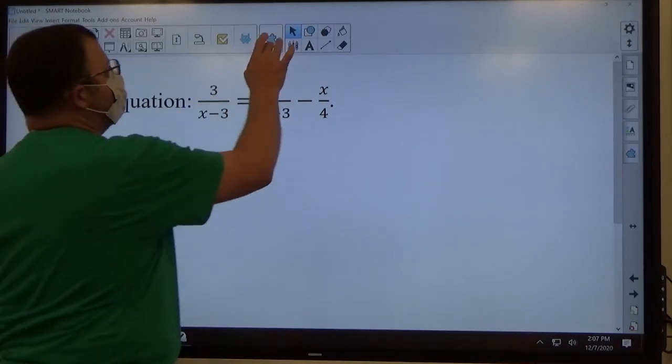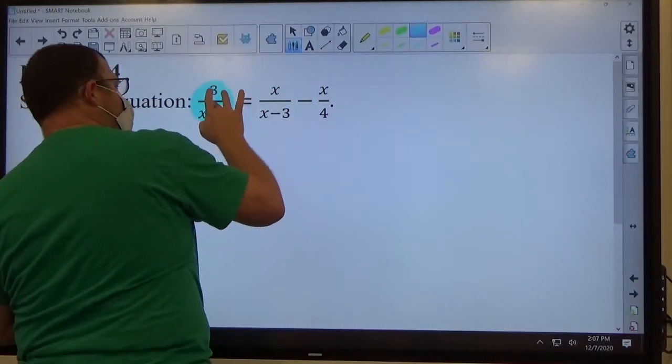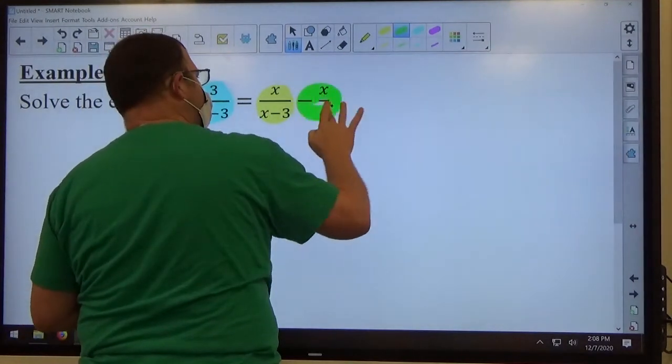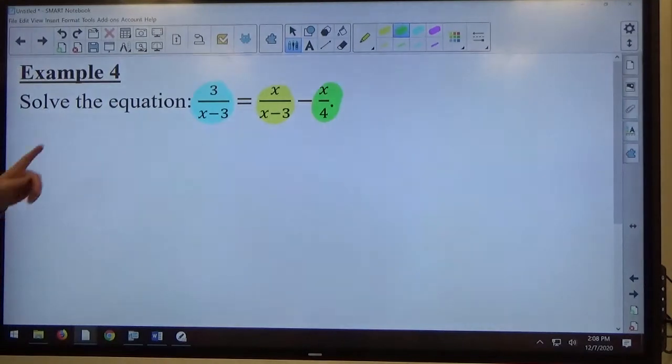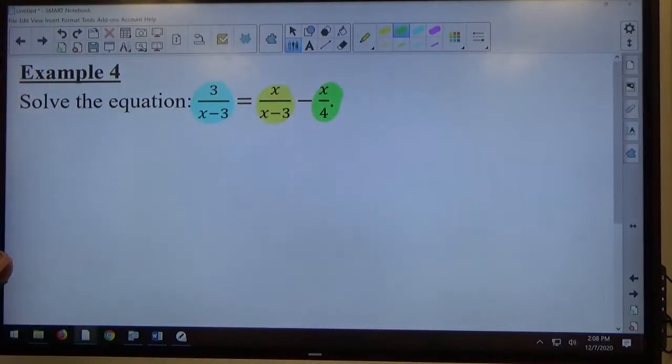So, today, you'll notice that we have term 1, term 2, and term 3. Terms are separated by pluses, minuses, and equals. So something equals something minus something. There's three terms there. So it's not set up proportionally, so we can't do cross multiplying on this problem.